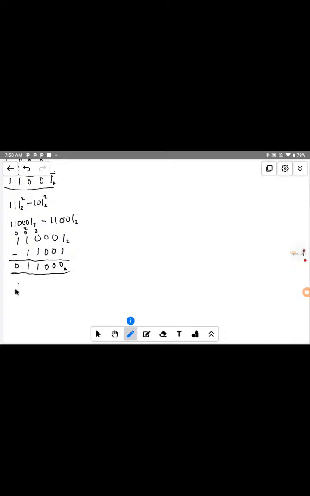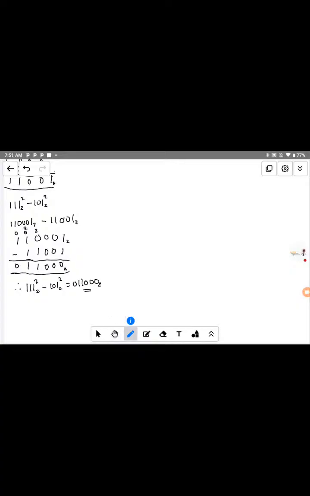So you can say therefore 111 squared in base 2 minus 101 squared in base 2 is equal to 011000 in base 2. That is the answer. That is the first method, and that is how you solve it. See how simple it is?